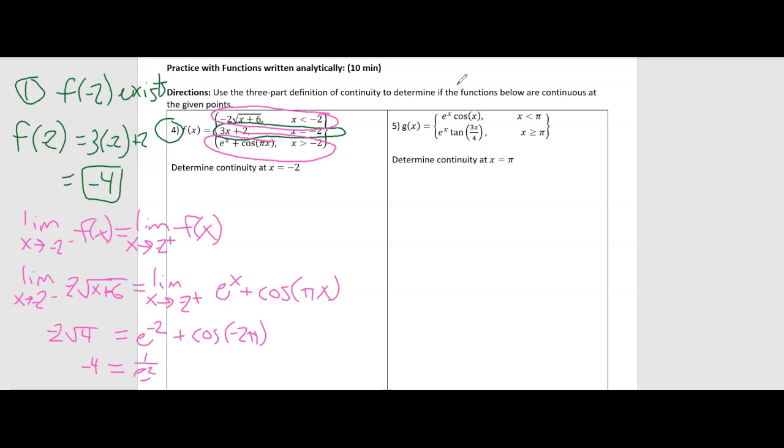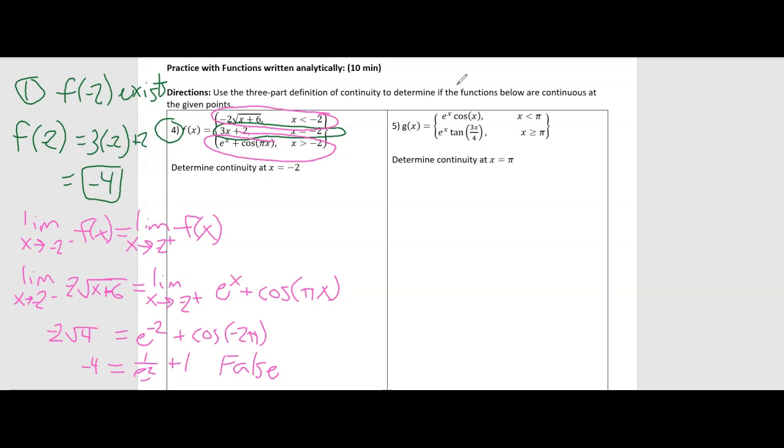Cosine of -2 pi is going to be the same thing as cosine of 2 pi, which is 1. So plus 1. And if you can't tell right away, these two quantities are not going to be equal to one another. 1 over e squared is never going to be a negative quantity, and it would have to be equal to -5 for those two sides to be equal. So it's never going to be, which means this is false.